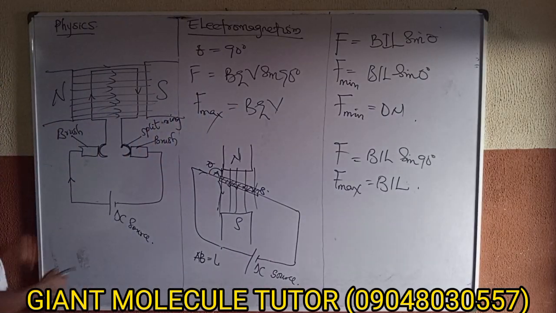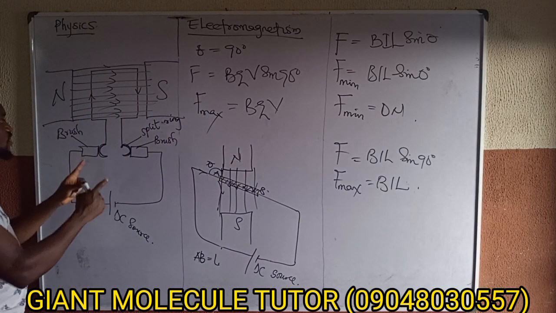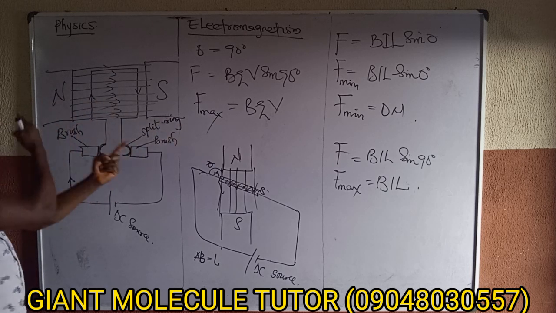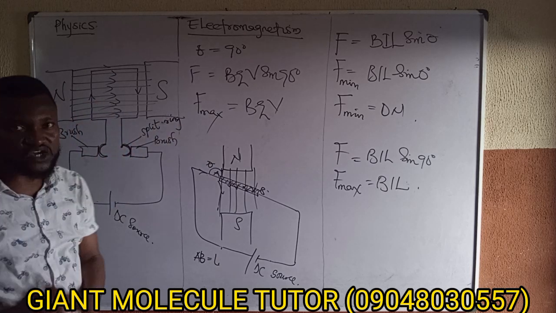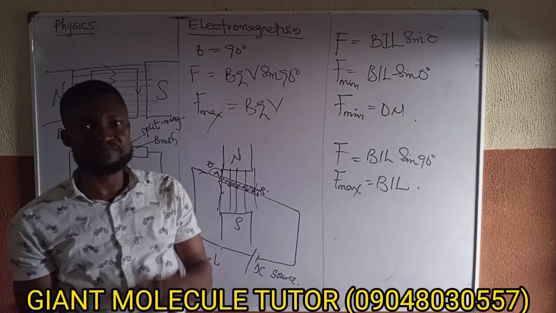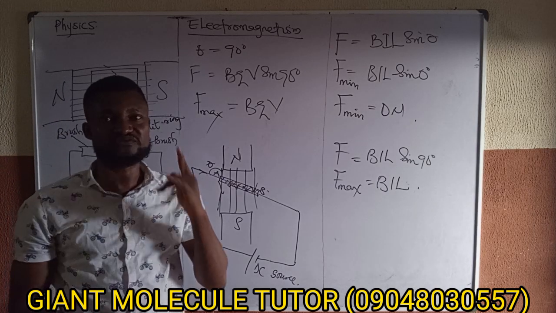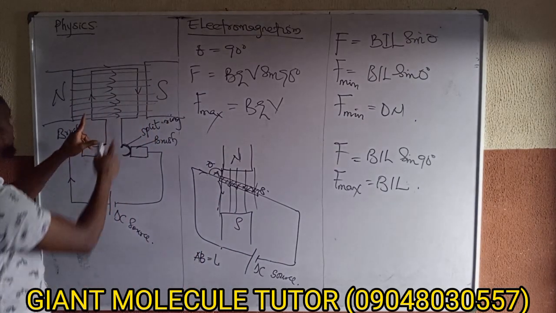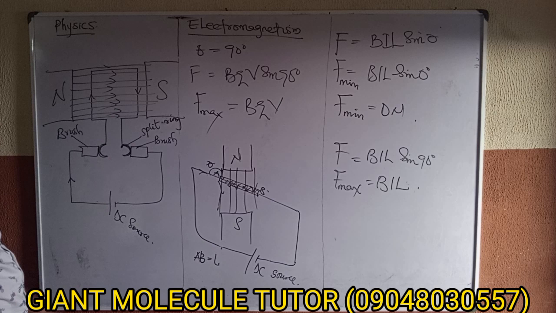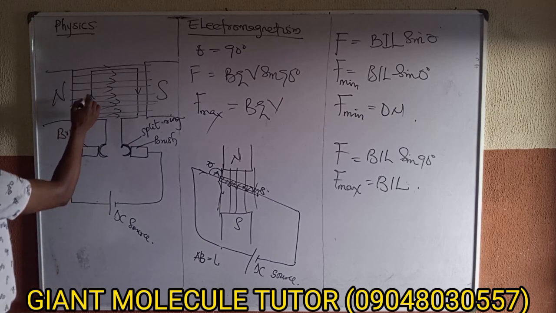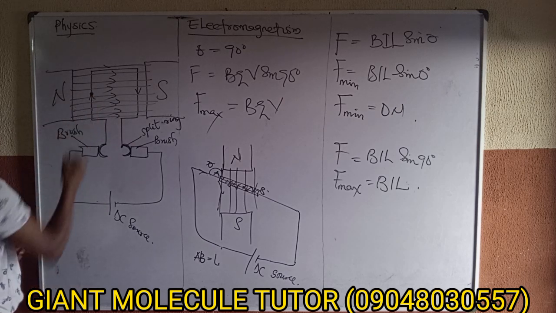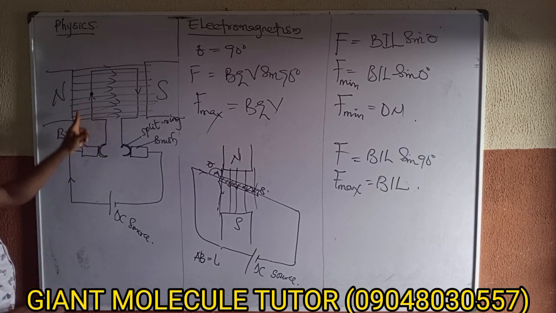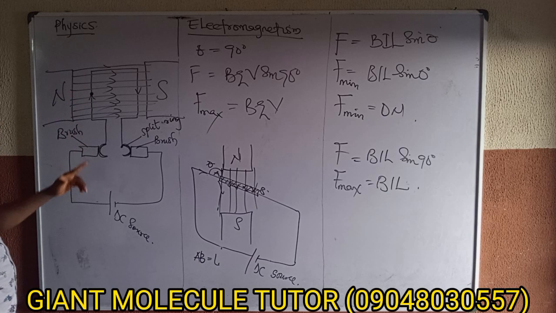Now, the direction of this conductor, whether the conductor will rotate clockwise or anti-clockwise, depends on the direction of current and can be determined using Fleming's what? Left hand rule. Now let's see the motion of this conductor.